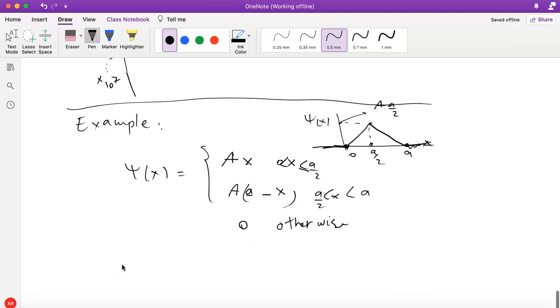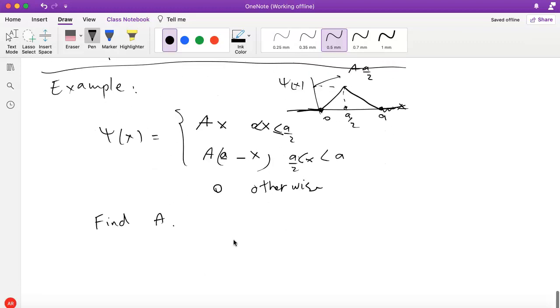And let's say we want to find capital A, the normalization constant, in terms of small a, that length. Okay, so how are we going to do this? Well, again, the general condition is that the integral from minus infinity to infinity of psi squared dx must be 1. Okay, so this is 0 outside this range.